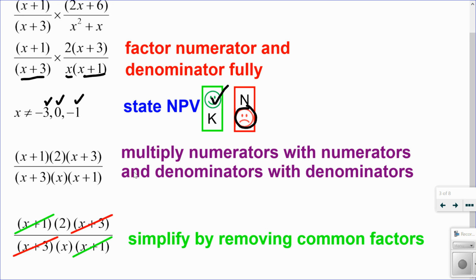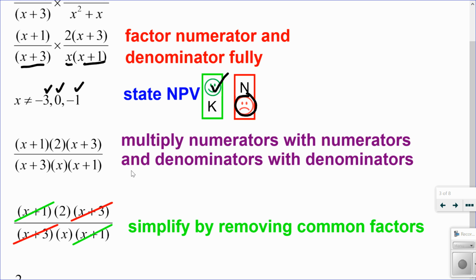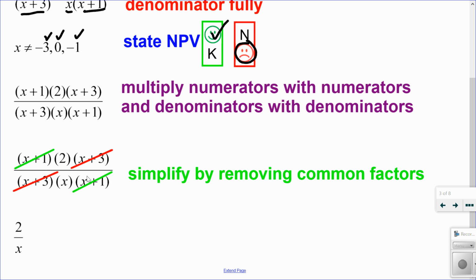Now, once I'm done that, I'm just going to multiply numerators with numerators, denominators with denominators, creating a big fraction. And once I do that, I can see common factors, so I can simplify by canceling my common factors, not my common terms, but my common factors, and then list your final answer. Final answer, 2 over x with the restrictions that x can't be negative 3, 0, and negative 1. And it's just that simple.